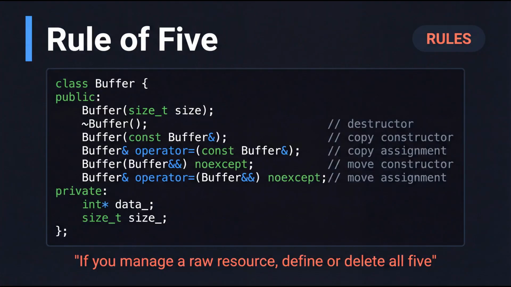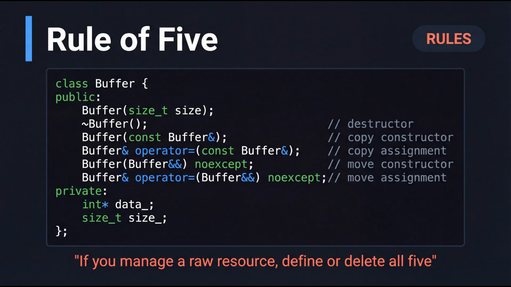Sometimes the rule of zero doesn't apply, when your class directly manages a raw resource like a heap allocation, a file handle, or a network socket. In that case, the rule of 5 applies. If you define any one of the 5 special member functions, you should define or explicitly delete all 5. The 5 are destructor, copy constructor, copy assignment operator, move constructor, and move assignment operator.